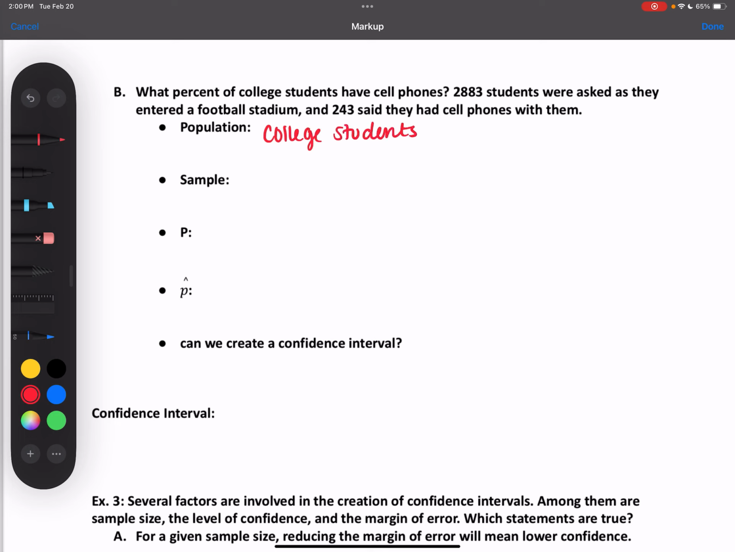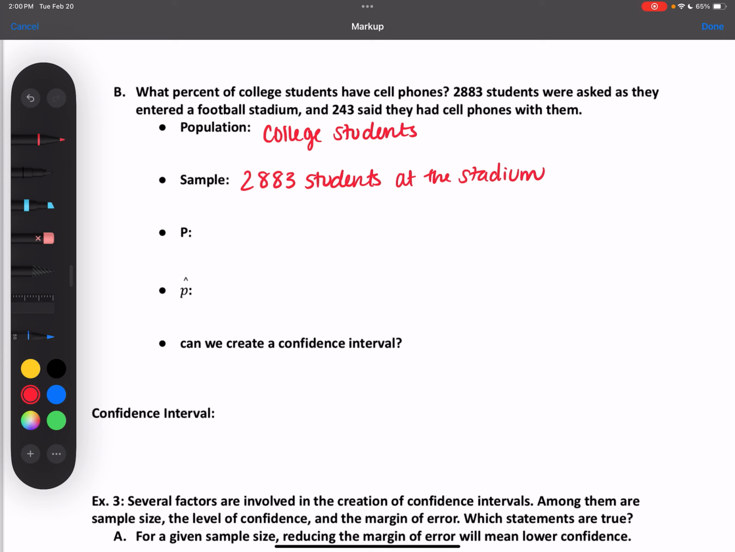What is our sample? The students at the football stadium, entering the football stadium. 2,883 students. We could say at the stadium if we wanted to be really specific.